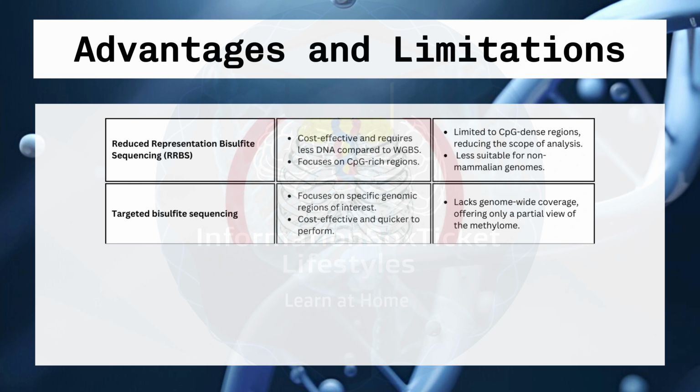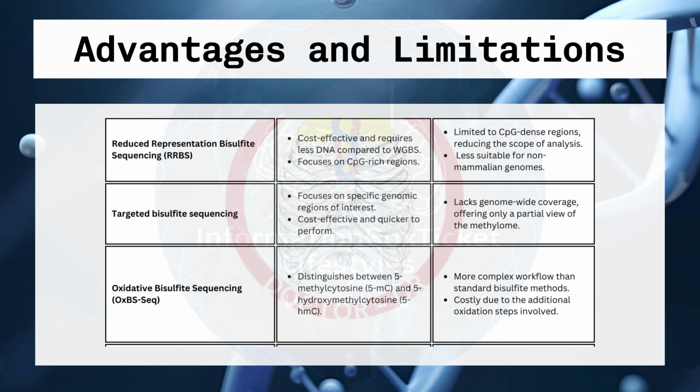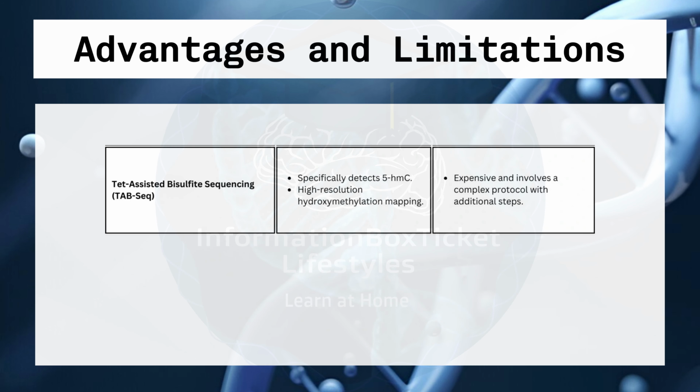Targeted bisulfite sequencing narrows the focus to specific genomic regions, making it cost-effective and quicker to perform, but lacks genome-wide coverage, limiting its view of the methylome. Oxidative bisulfite sequencing, OXBS-seq, distinguishes between 5-methylcytosine, 5-mC, and 5-hydroxymethylcytosine, 5-hmC, though its workflow is more complex and costly due to additional oxidation steps. TET-assisted bisulfite sequencing, TAB-seq, offers high-resolution hydroxymethylation mapping, but is similarly expensive and involves a complicated protocol.